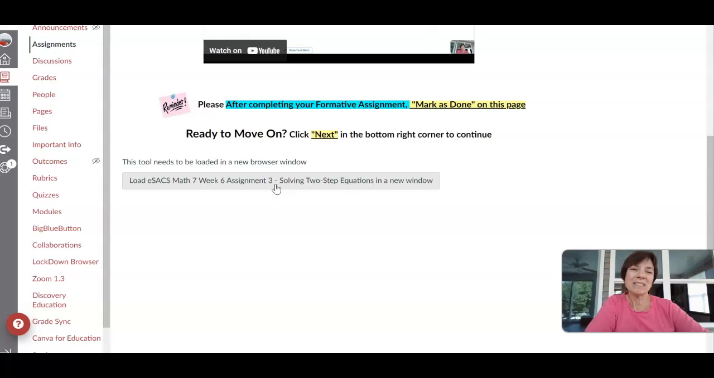Okay, so if you get a message that says that you can't open this, you don't have access, you do have access, you're in there, you just need to go through Clever.